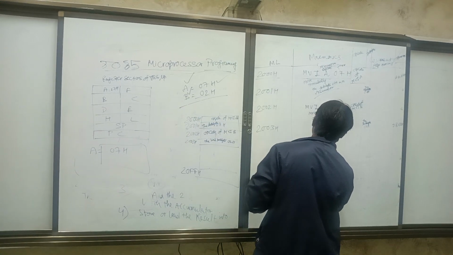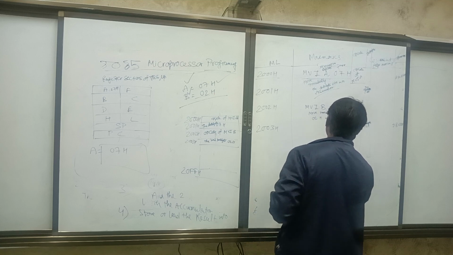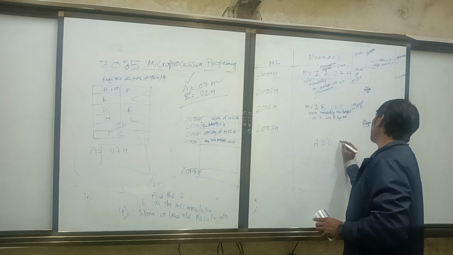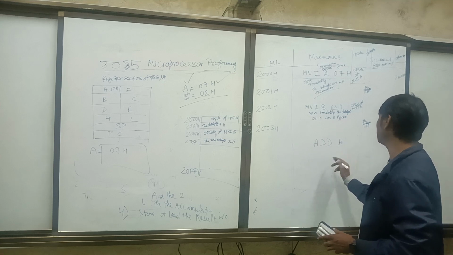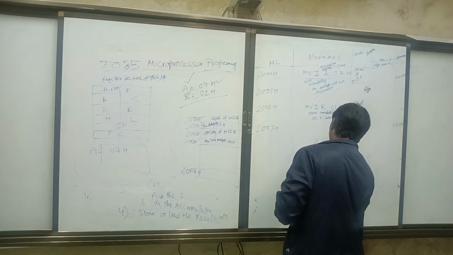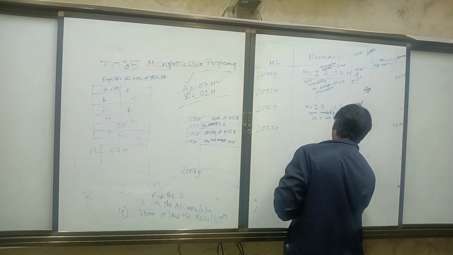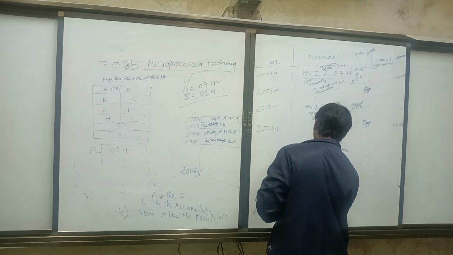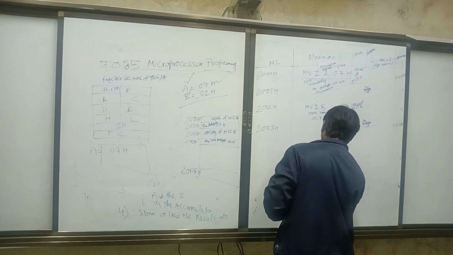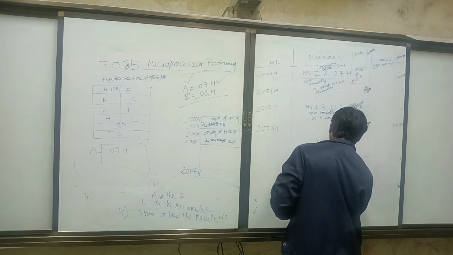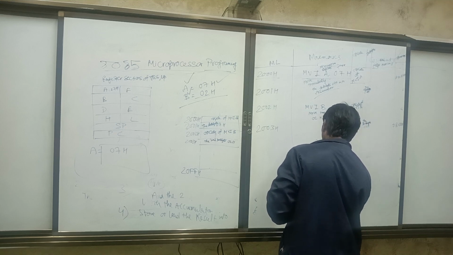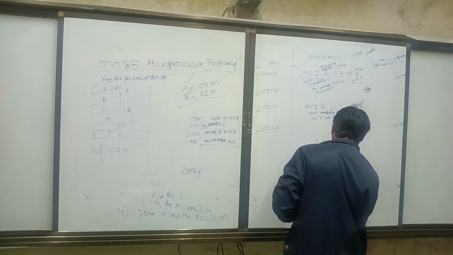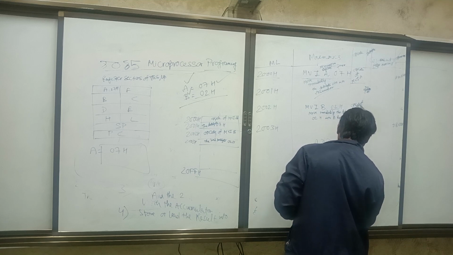For this we will write ADD B. ADD B means the content, or the data byte, of the B register will be added with the accumulator content.